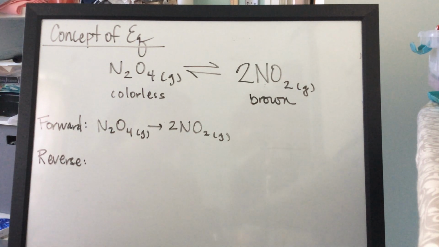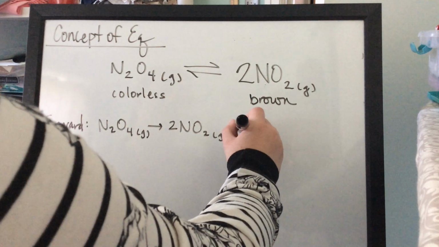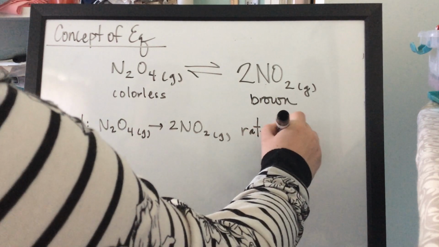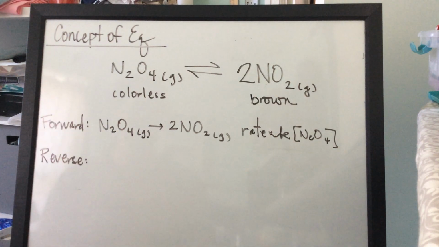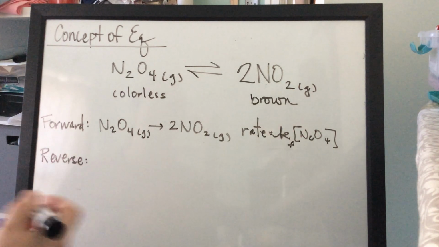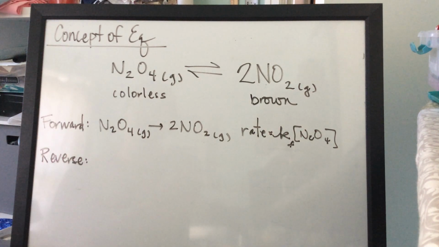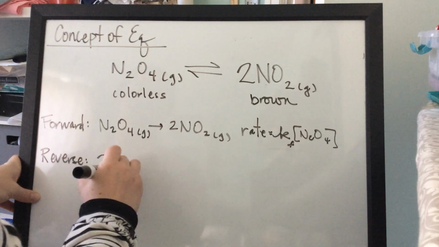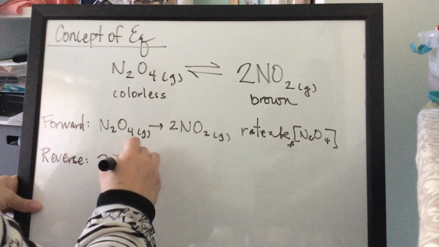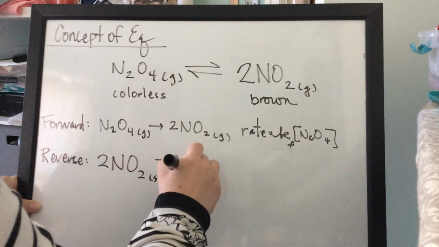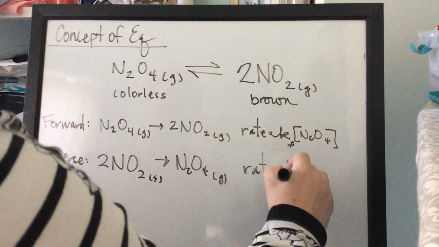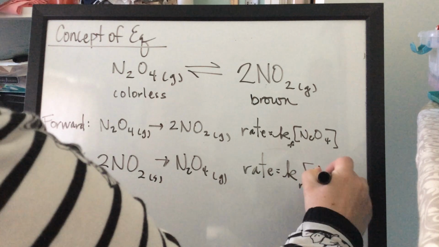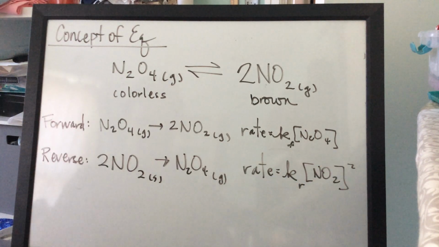And if this reaction's elementary, which we're going to say that it is, I could write a rate law. Remember from stoich, which would be k times the concentration of N2O4. I'm going to call this k of the forward. Now, if I reverse this reaction, it would be read right to left, meaning I'm going to write it left to right, but I'm going to flip it: NO2 gas making N2O4. And again, assuming this is elementary, I can write a rate law, k of the reverse reaction, concentration of NO2 squared.